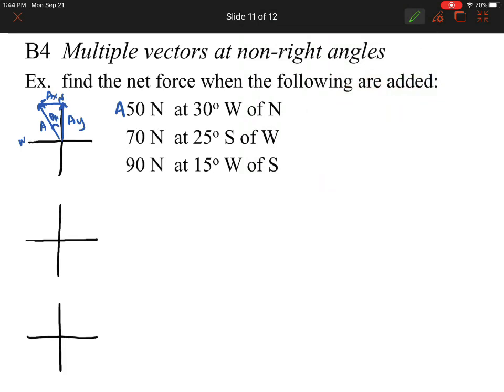Okay, the next one, let's do in green. We'll call that B. So we have 70 newtons at 25 degrees south of west. So again, here's our west, here's our south, so south of west means start west and go south of that. So it's gonna look something a little bit like this, where that's your angle. Okay, so that's theta B. And then again, remember, that means we have an x component and a y component. Since it's going south and west, our x should be going west, right? And we'll call that B in the x direction. And then of course our y direction should be going south, because this is a south of west vector.